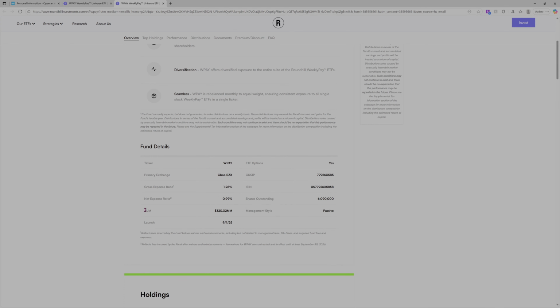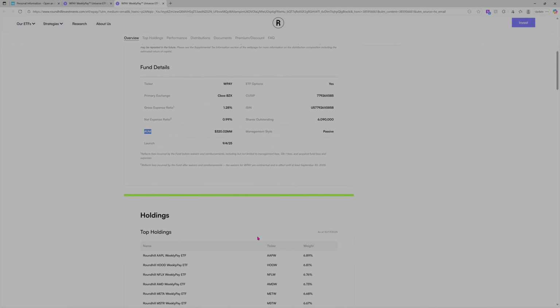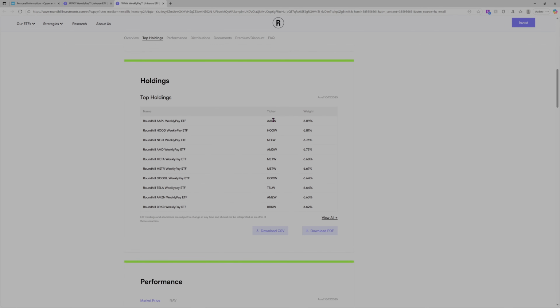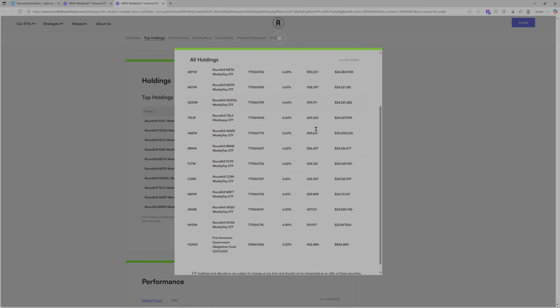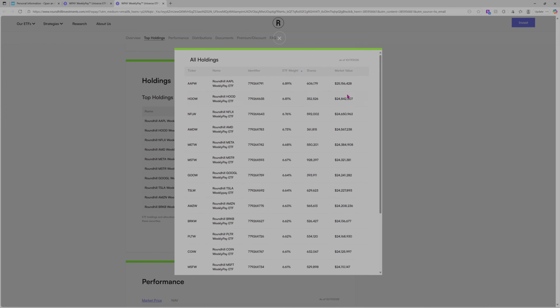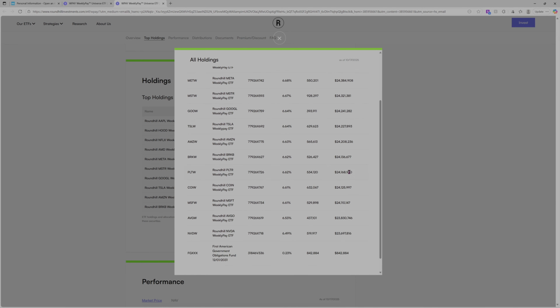And assets under management, they have about $320 million. So it's growing. And these are the underlyings that it holds. So it holds Apple, Robinhood, Netflix, Nvidia, Meta, Google, Tesla, Amazon, Berkshire Hathaway. Let me see what else they got in here. Oh, here we go. Here's the entire list. Here's all the stuff that they own, and how much is actually invested into these particular companies.